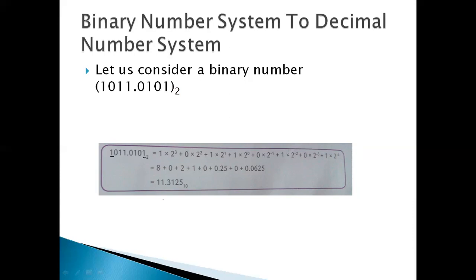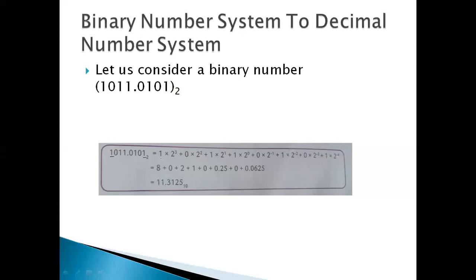So what we need to do is we need to multiply 1 with 2 to the power 3. Why 2? Because the base is 2 in case of binary numbers. And why 3? Because the position of the first one, that is the MSB, is 3, plus 0 into 2 to the power 2. And in a similar fashion, we have to add 1 into 2 to the power 1 plus 1 into 2 to the power 0 plus 0 into 2 to the power minus 1 plus 1 into 2 to the power minus 2 plus 0 into 2 to the power minus 3 plus 1 into 2 to the power minus 4.